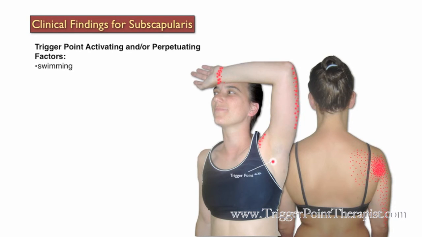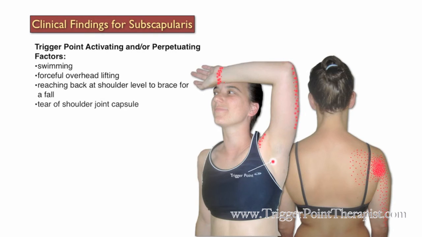Activating and perpetuating factors for the subscapularis trigger point include swimming, forceful overhead lifting, reaching back at shoulder level to brace themselves for a fall, a tear of the joint capsule in the shoulder itself, prolonged immobilization of the shoulder, and a slumped, rounded shoulder posture.